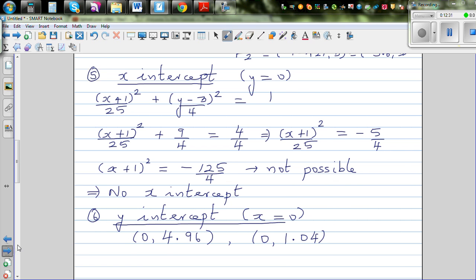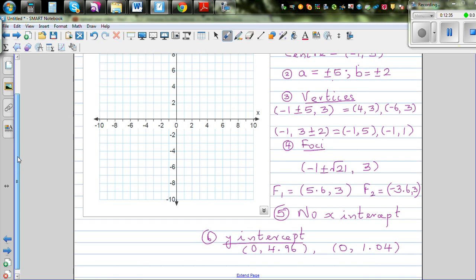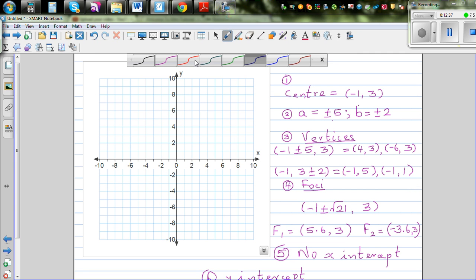Okay, so let's graph this. I've written all the values here. First decide the center. The center is minus 1, 3. This is minus 1, this is 1, 2, 3. So this is your center. The next thing you have to decide is the vertices. The vertices are 4, 3, so this is 4, 3, and this is minus 6, 3.